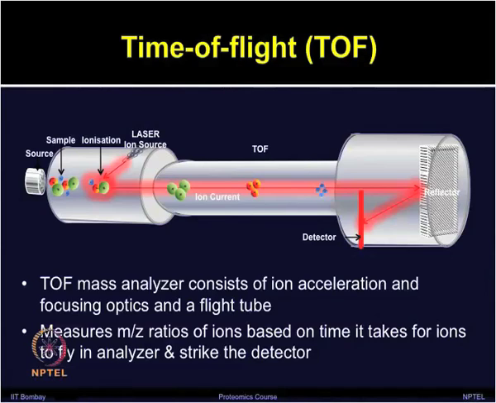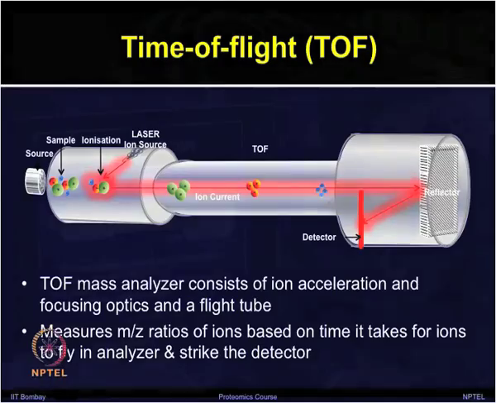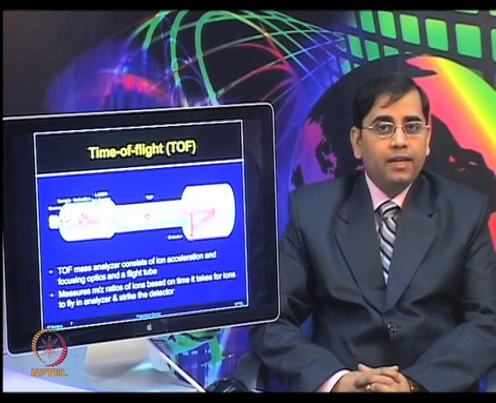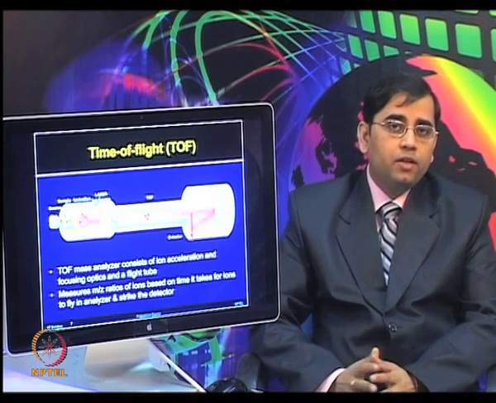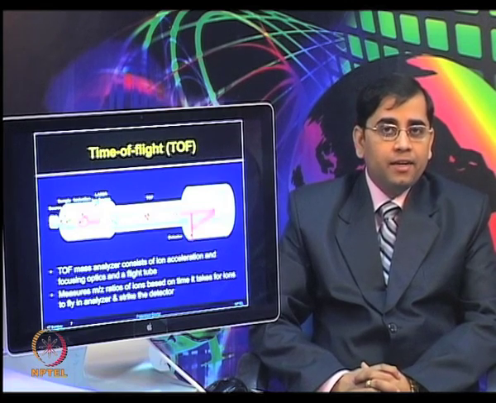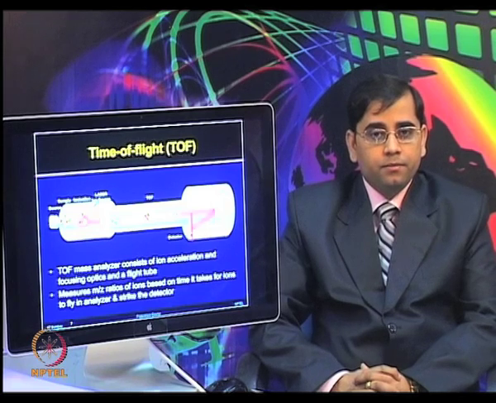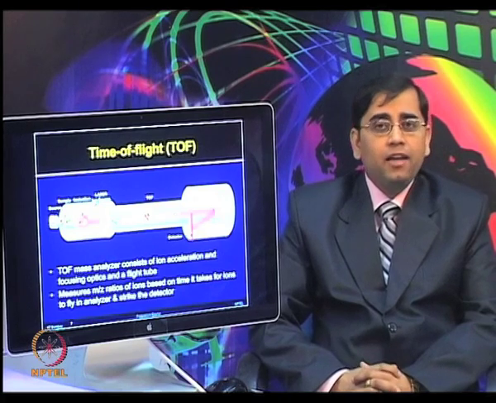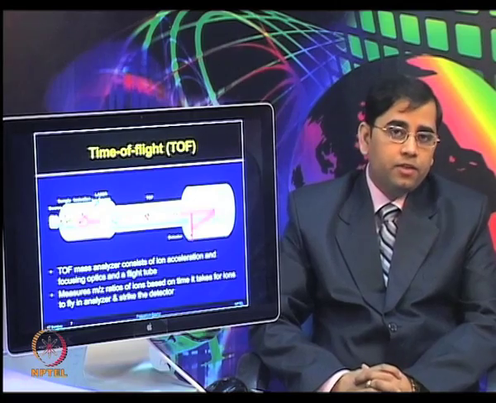So, this time of flight tube measures the mass to charge ratio of ions based on the time it takes for ions to fly in the analyzer and strike the detector. Now, the mass is exponentially proportional to the flight time, how much time it takes to travel in the time of flight tube. So, ions of lower masses are accelerated to higher velocities. Now, time of flight tubes often outperform scanning mass analyzers in sensitivity and scan speed.